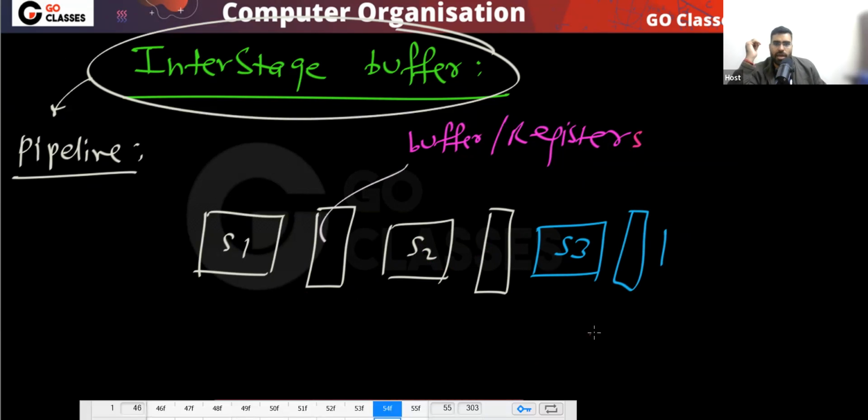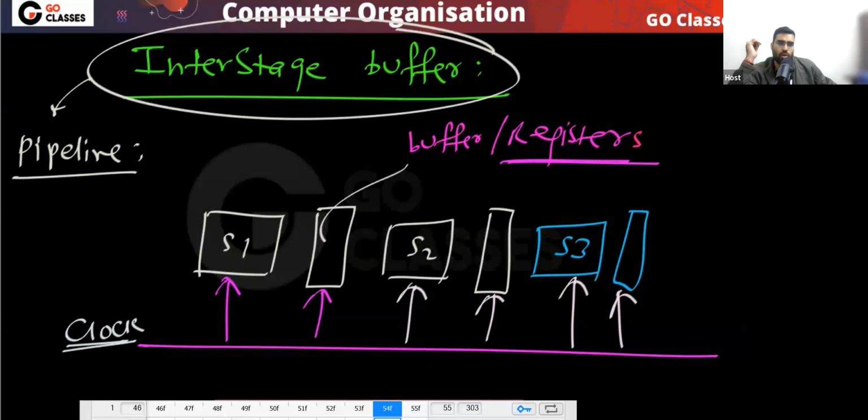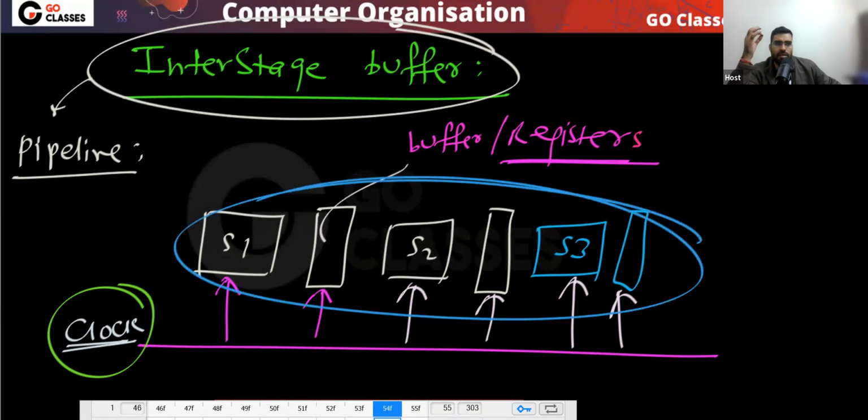One more thing: all these things, whether the stages or the registers, are synchronized by a clock. I will discuss more about this later, like what the clock is and what the cycle time is. But anyway, all the stages and all these inter-stage registers, inter-stage buffers, are synchronized by a clock. So there is a clock which is synchronizing all these components. So this is the concept of inter-stage buffers.